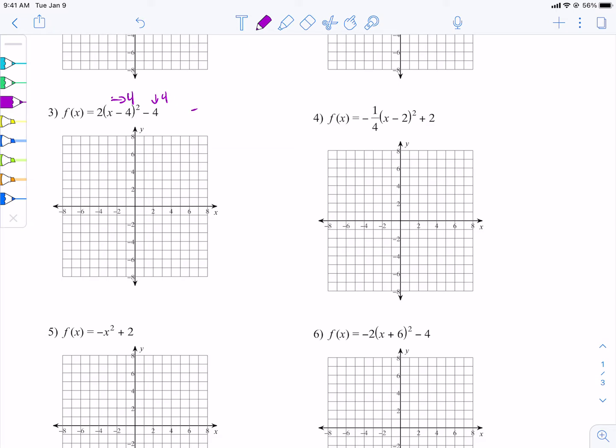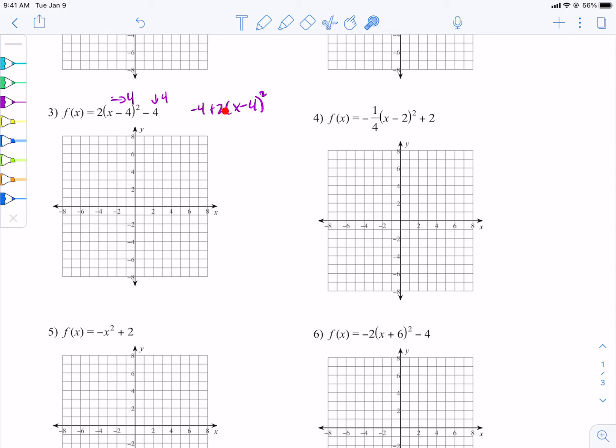Now please remember I could have also written this as -4 plus 2 times (x - 4) squared. So regardless of how it's written, remember addition is commutative, so it can be written forwards and backwards, or in a different order. So I can put the -4 out front or the -4 at the end. Either way I do it, the thing that's added or subtracted outside the parentheses, whether it's here or here, is the vertical shift. Okay? The a value is always being multiplied.